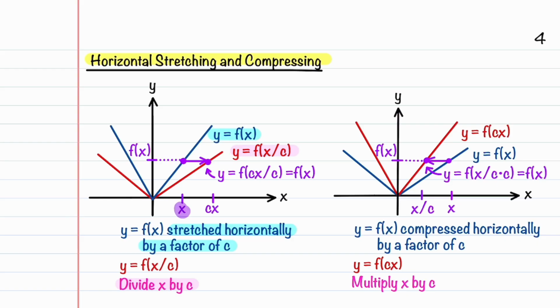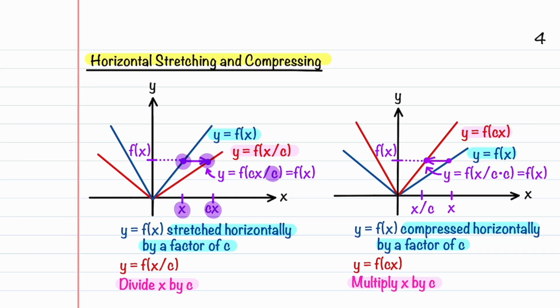When we start at x and then go to c times x, and we're stretching the graph horizontally, we have to divide by c in order for our f of x to remain the same value. Let's now look at compressing a graph horizontally. We have y is equal to f of x, and we're going to compress it horizontally by a factor of c. To do this, we are going to have to multiply x by c, and we get y is equal to f of c times x.